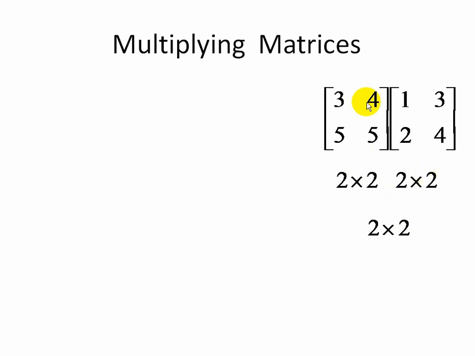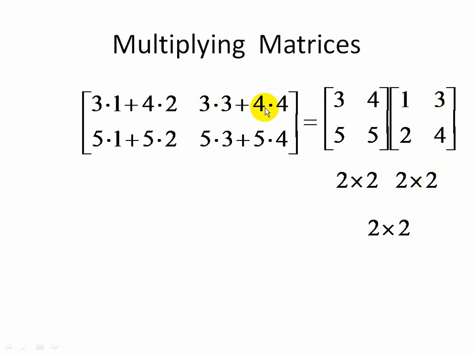So we're going to take this first row and this second column and multiply it. So that's just 3 times 3 plus 4 times 4. Then to find this element, we multiply this row by this first column here. So this is 3 times 1 plus 4 times 2. Similarly, we'll take the second row multiplied by this second column here, so that's 5 times 3 plus 5 times 4. And then finally we'll take this second row multiplied by this first column, and that's 5 times 1 plus 5 times 2.